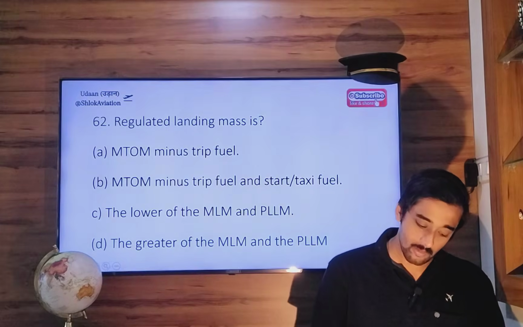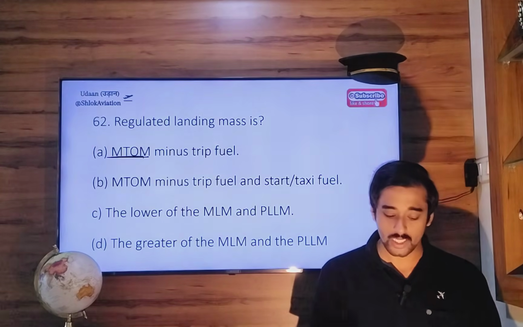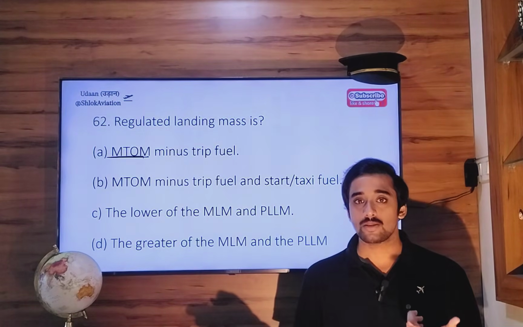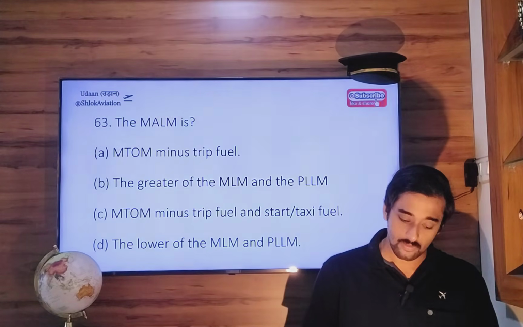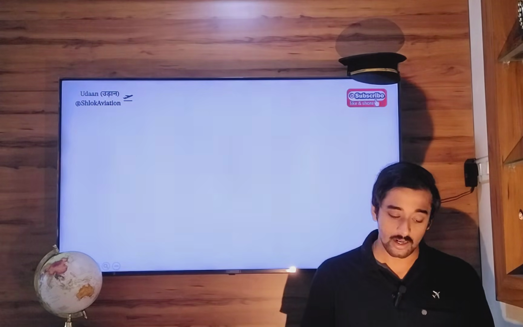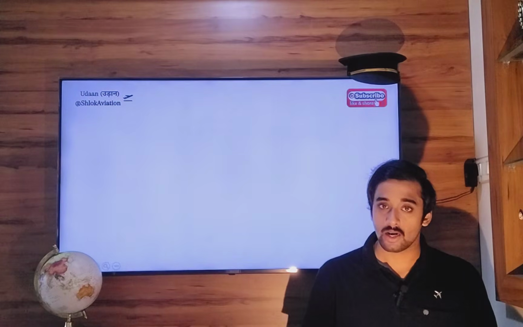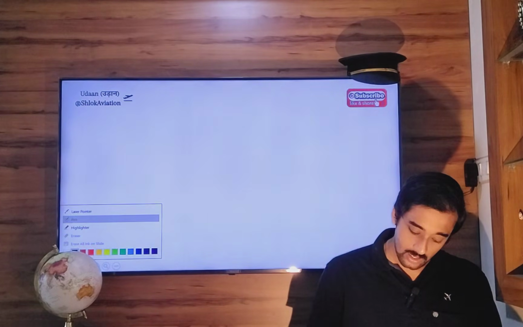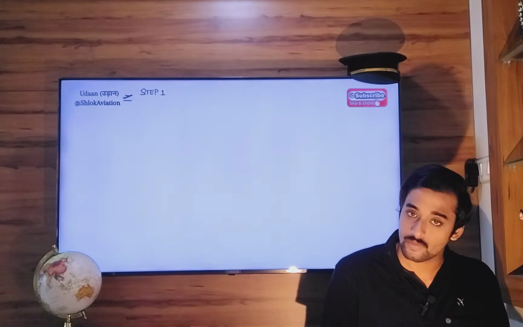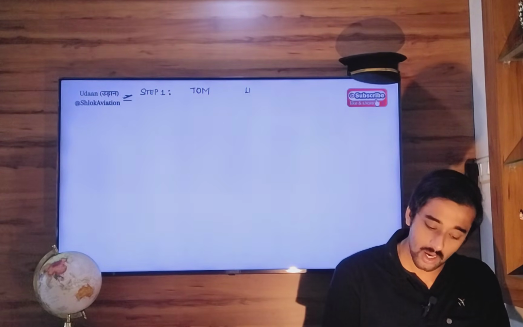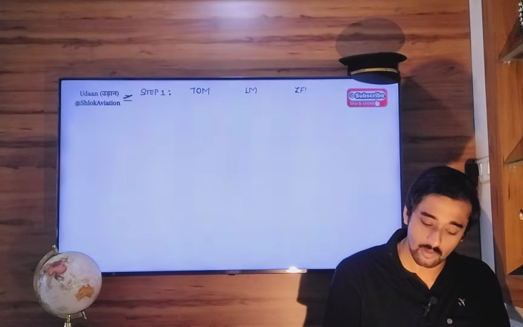Now here they are talking about maximum takeoff mass. This maximum takeoff mass is the maximum structural takeoff mass. If you have watched my other payload numericals video lectures, you will be knowing that whenever I am doing those payload numericals, I follow two steps in solving them. Step 1, make three columns: takeoff mass, the landing mass, and the third one is the zero fuel mass.